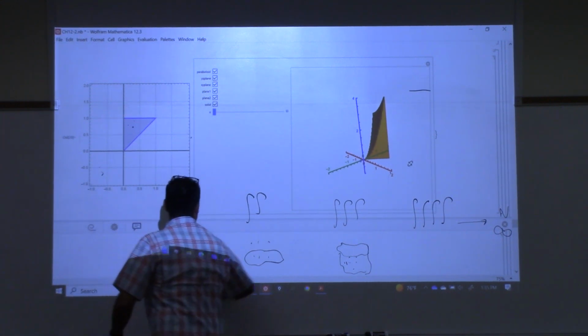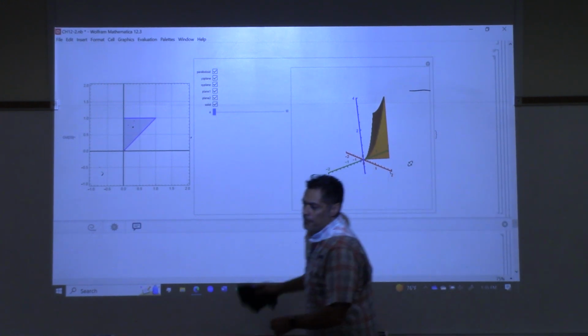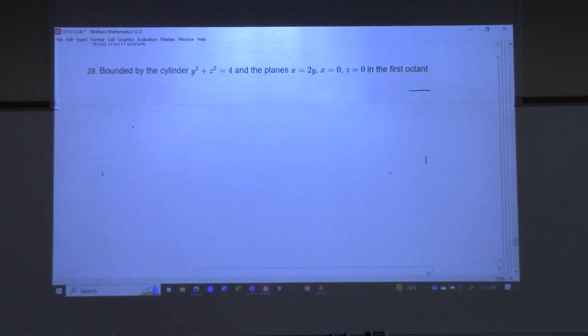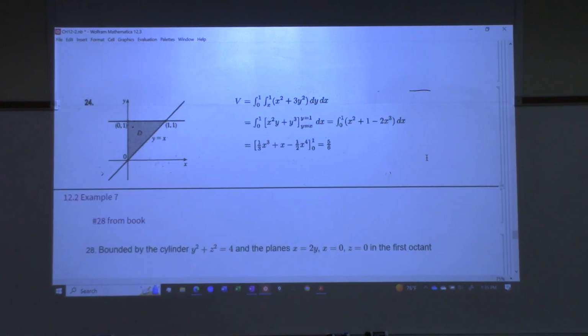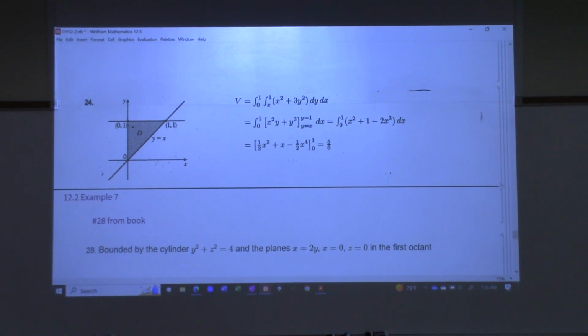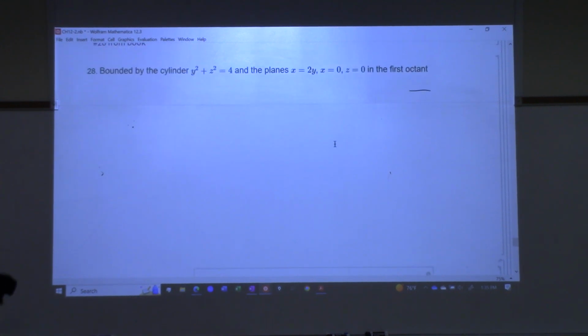Next example. These are good questions. Oh, by the way, I should point out, this is the solutions from, I have the solutions manual. I don't know why I put that in there. Okay, there we go. How about this one?